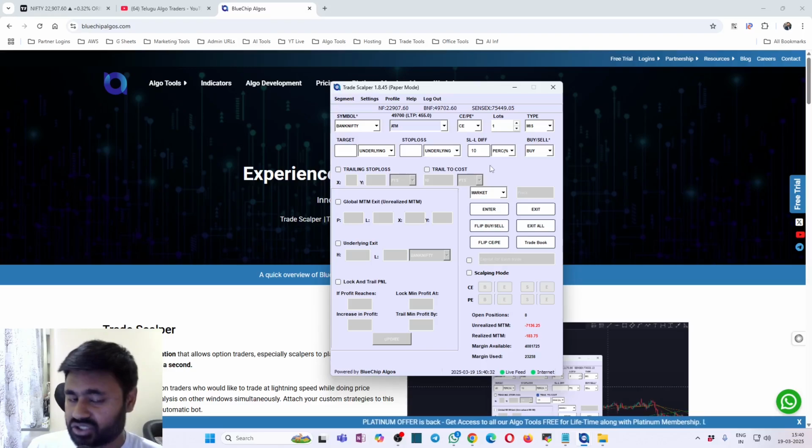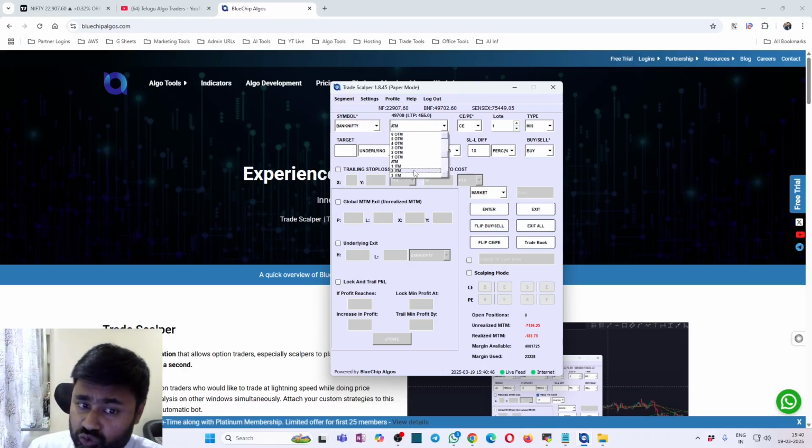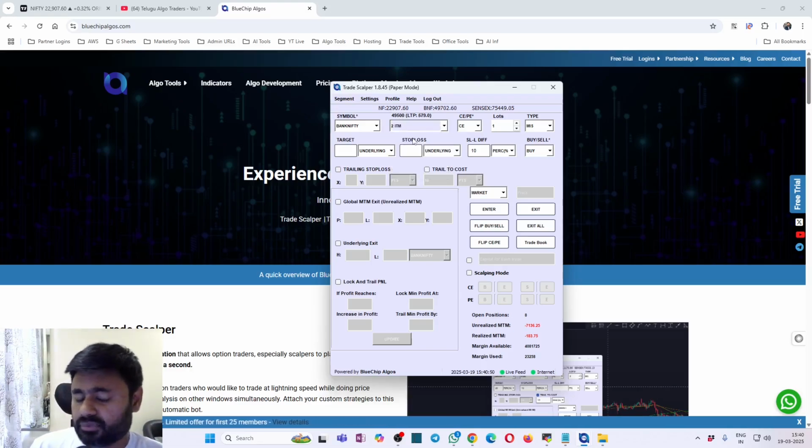Now the advantage with this is you don't need to change the ATM every time. Okay, it gets automatically changed after, let's say, 5 minutes. It changes from 49,700 to 49,800. You don't need to change it. It will always be ATM. Likewise, you can also choose ITMs and OTMs also. Let's say you are a fan of 2 ITM. Let it be 2 ITM. Throughout the day, you trade whenever you want. It will always pick up 2 ITMs only. Okay. So this is a great feature.